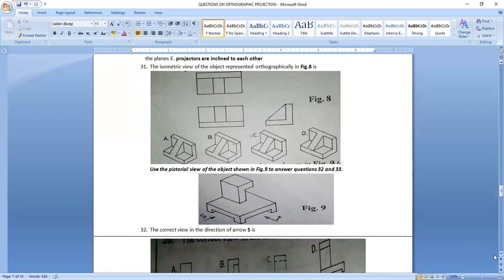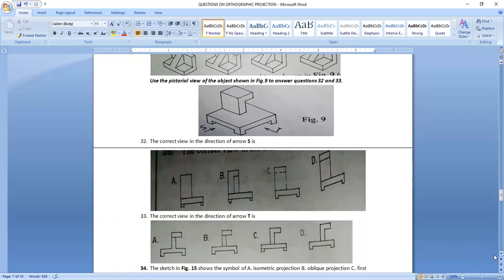Now let's move to questions 32 and 33, as we are told there that we have to use the pictorial view of the object shown in figure 9 to answer questions 32 and 33. So we are going to make use of this object to answer them. Question 32 says that the correct view in direction of arrow S is, so if you are looking at the object in this direction, you are going to see this shape and we're going to see this rectangle up here, but there'll be a part that is hidden from us, drawn with short dashes line in the orthographic view. So this part here, at this point, will be hidden, drawn with short dashes line.